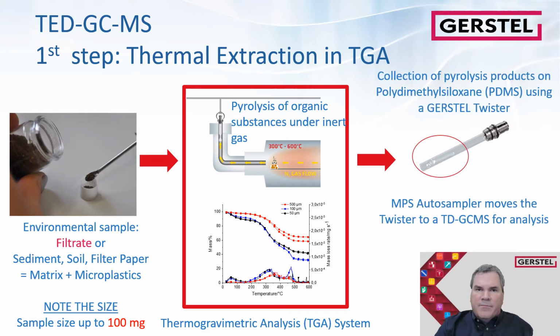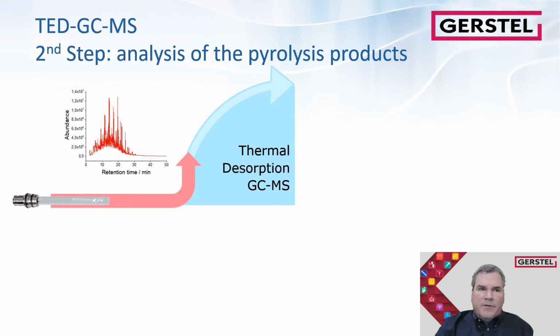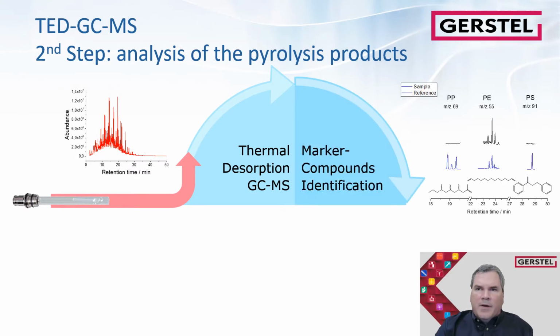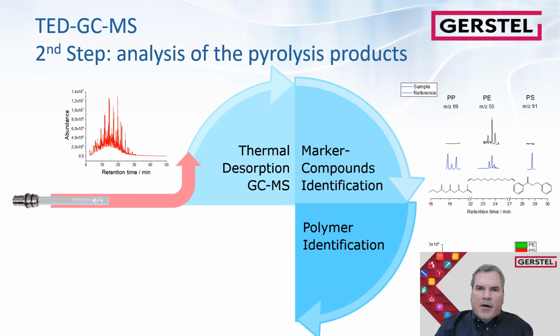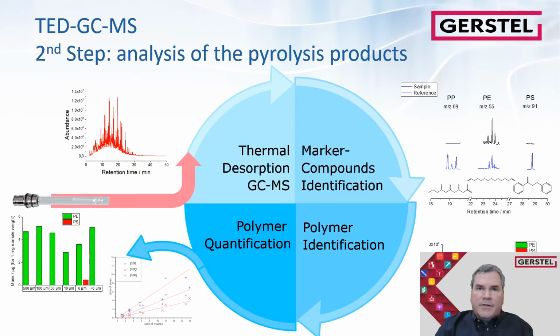These fragments, when it decomposes, are collected as they pass by a GERSTEL Twister. This is made of PDMS, polydimethylsiloxane. Once these compounds have been collected by the Twister, the MPS autosampler picks this up and runs it automatically by GCMS. So let's talk about that process briefly. Once inserted into the thermal desorber, thermal desorption occurs, followed by marker compound identification. If you're looking at polypropylene, polyethylene, and polystyrene, for example, we're looking for marker compounds that tell us which one of these polymers we're originally dealing with. Software identifies those or rules them out, and then they're quantified consequently.